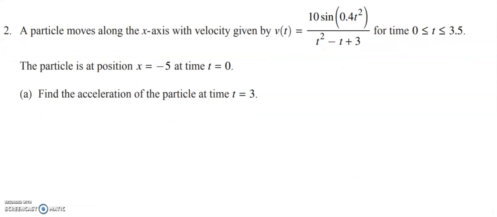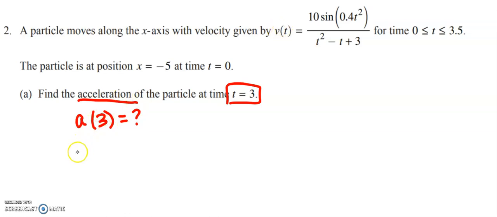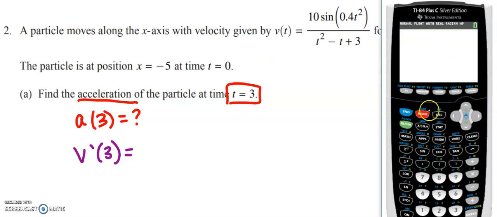All right, part A says to find the acceleration at time t equals 3. So what I'm looking for is a of 3 is equal to something. Well, how do I find acceleration if I know velocity? A of 3 is the same thing as v prime of 3, and v prime of 3 I can find on my calculator. So we're going to go math 8 for n derive. I'm going to take the derivative with respect to x of alpha trace y1, so I don't have to retype things in, and I need that only at 3.